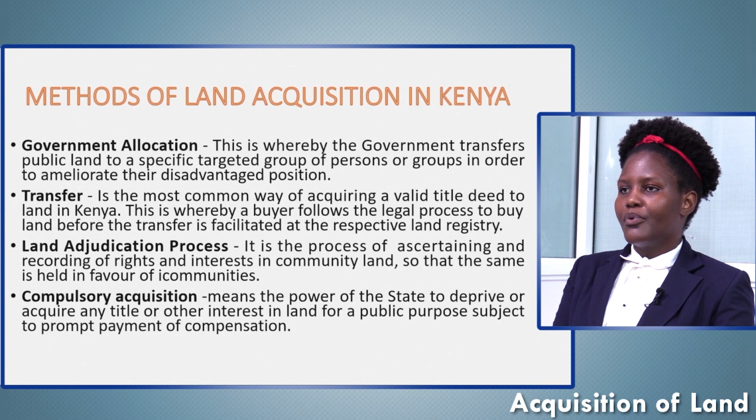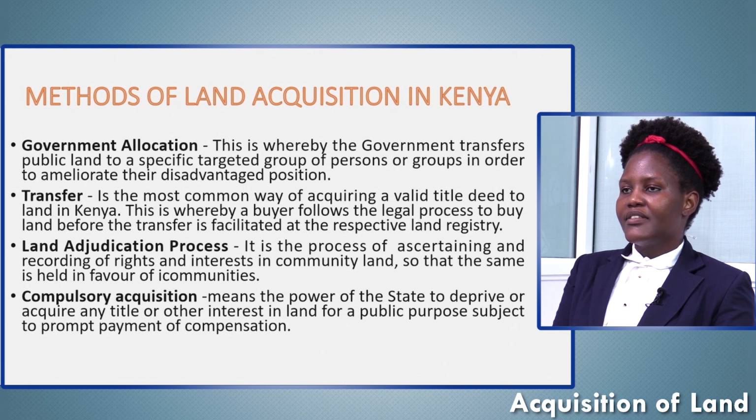The other method by which one can legally acquire land in Kenya, or the government itself can acquire land from individuals, is referred to as compulsory acquisition. It's a process whereby the government or the state deprives or acquires any title to land or other interest in land for a public purpose. And an element that accompanies this process is that the person that the land has been acquired from has to be promptly paid. They have to be promptly compensated.